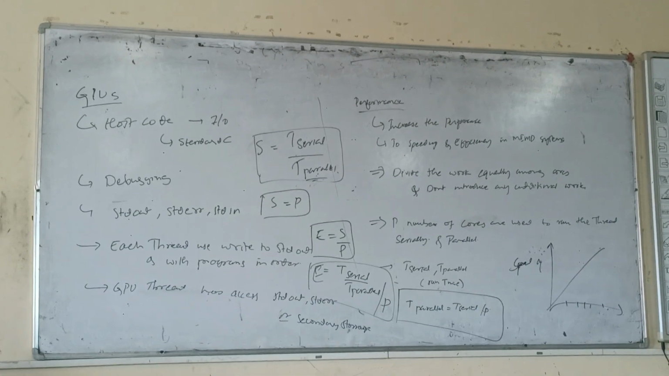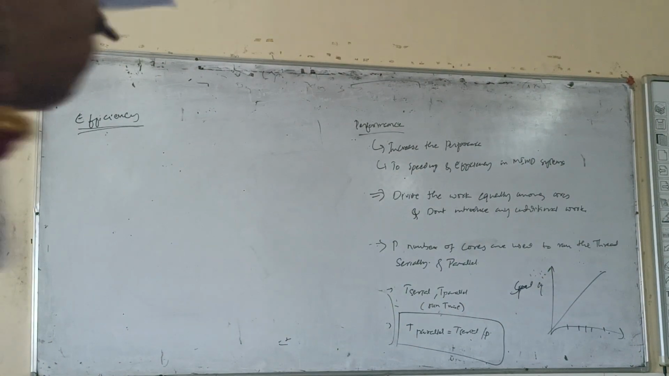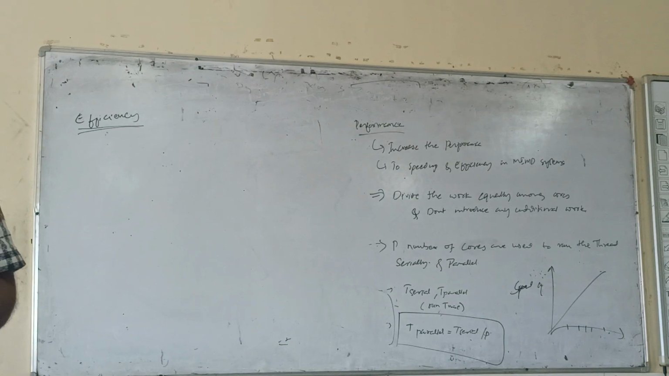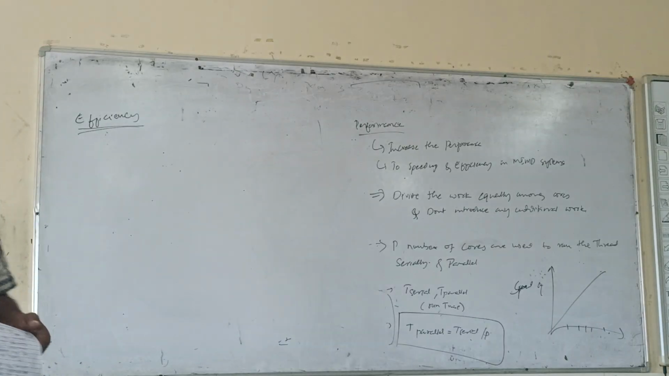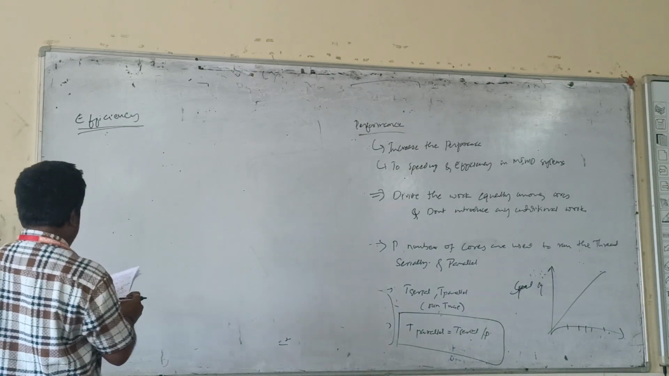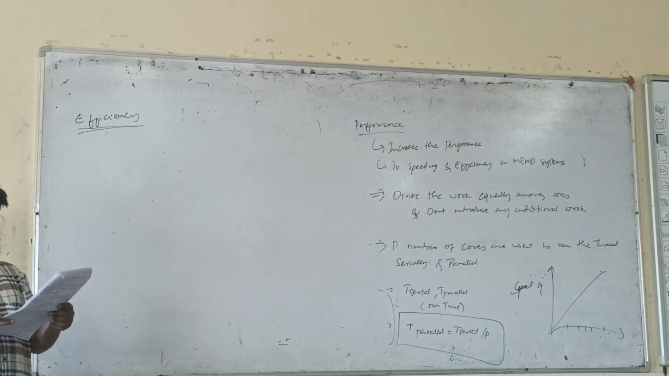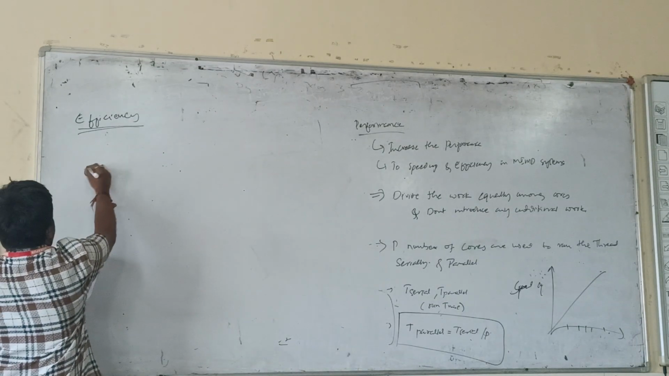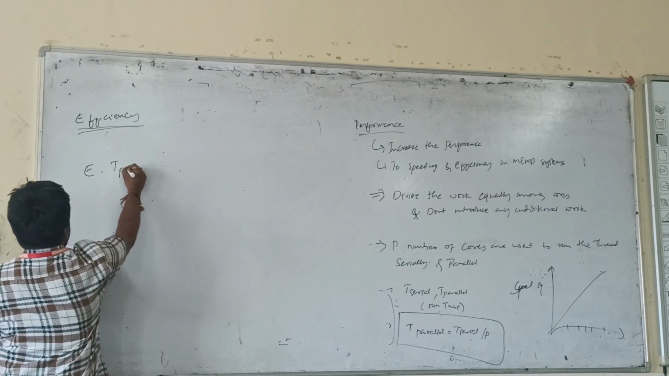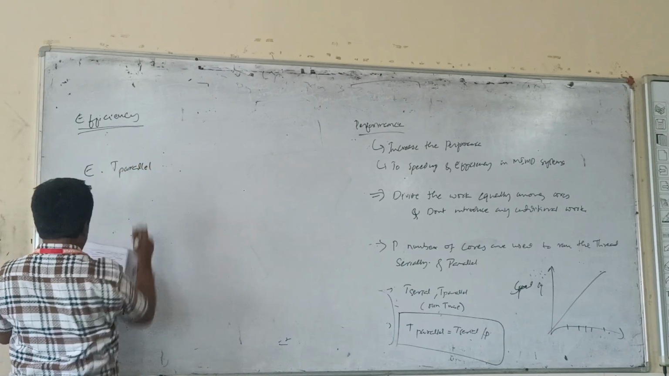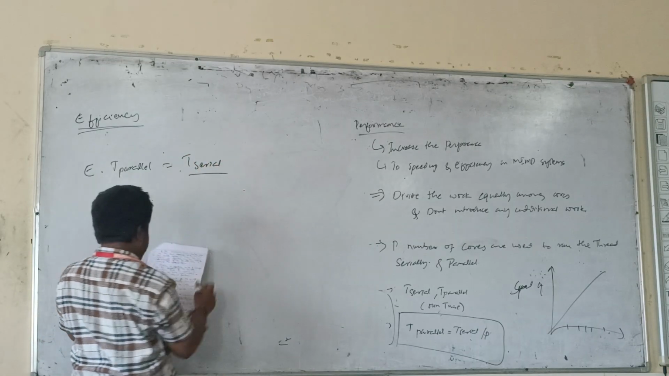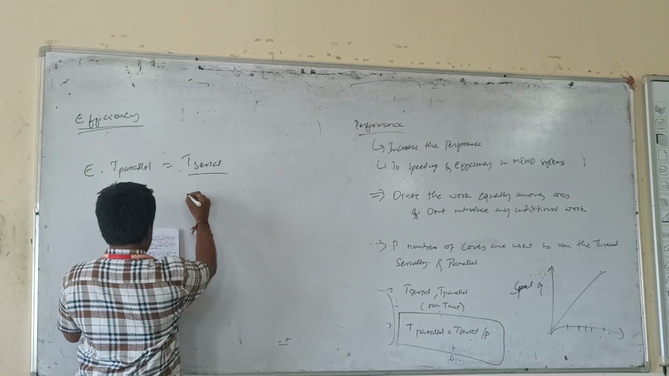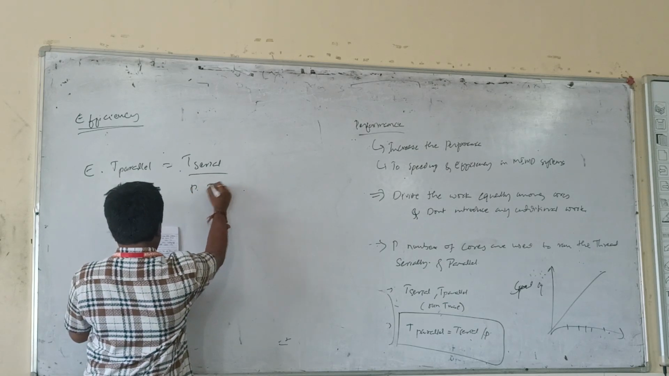In most of the cases, efficiency can be taken as the fraction of a second to run a particular thread or process. This is the efficiency. Efficiency can be defined for parallelism with the help of E equals T serial by P dot T parallel.